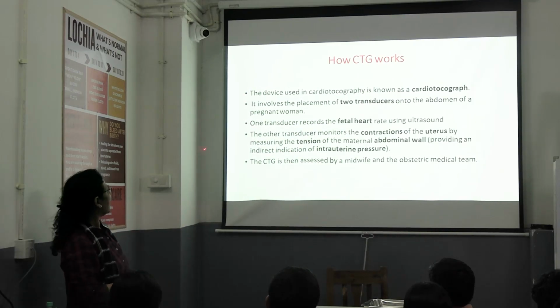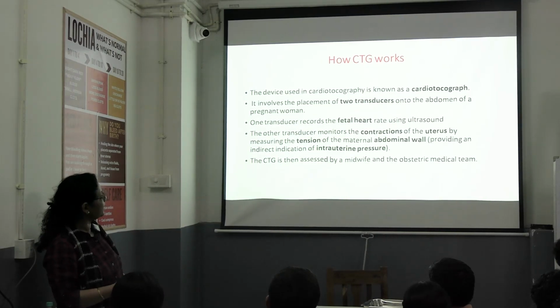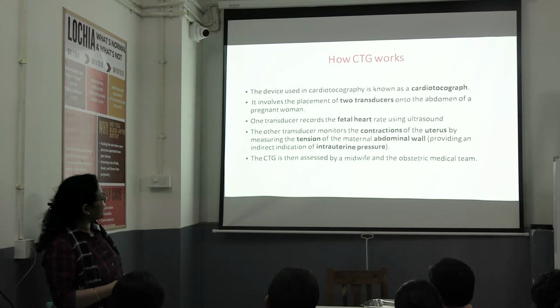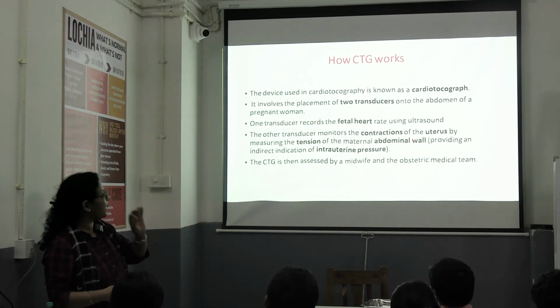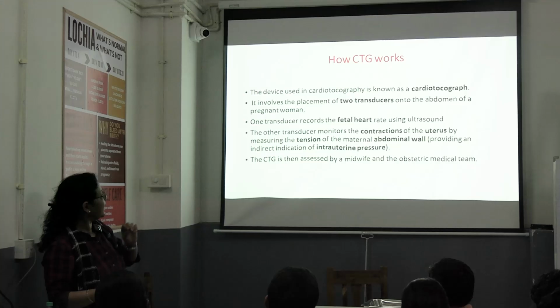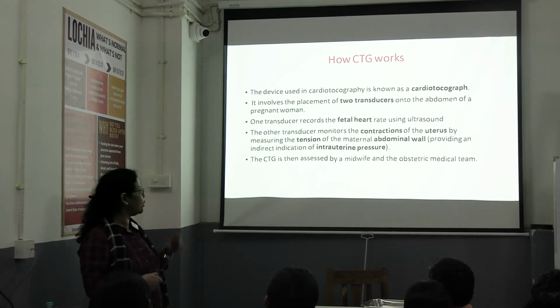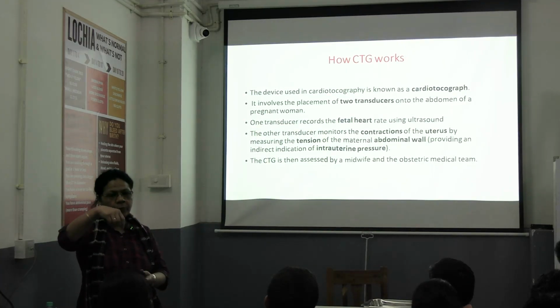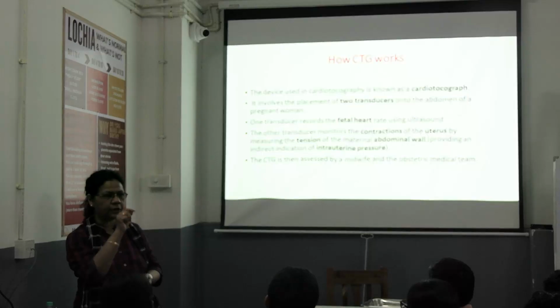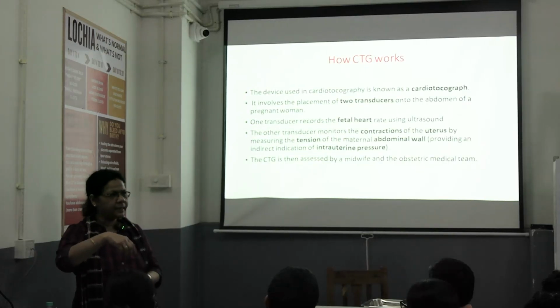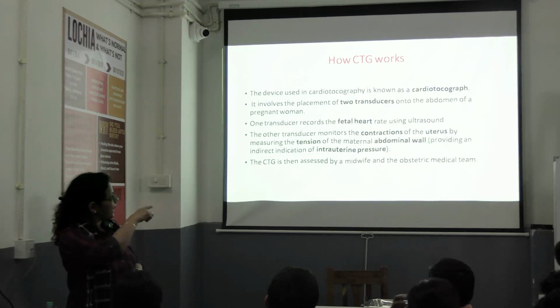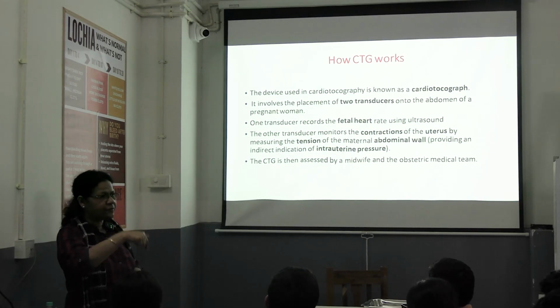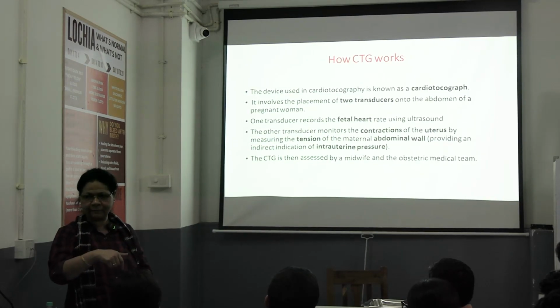uterine contractions. One records the fetal heart rate using ultrasound and the other monitors the contraction by measuring the tension of the maternal abdominal wall, providing an indirect indication of the uterine pressure. We cannot measure the uterine pressure clinically. What we can see is the uterus getting tight. So that tense feeling tells you that the uterus is contracting.